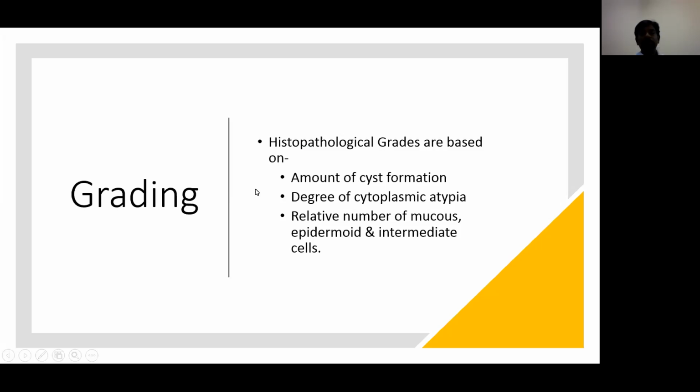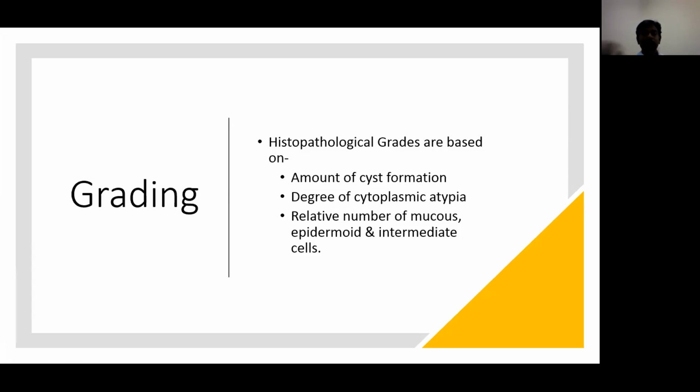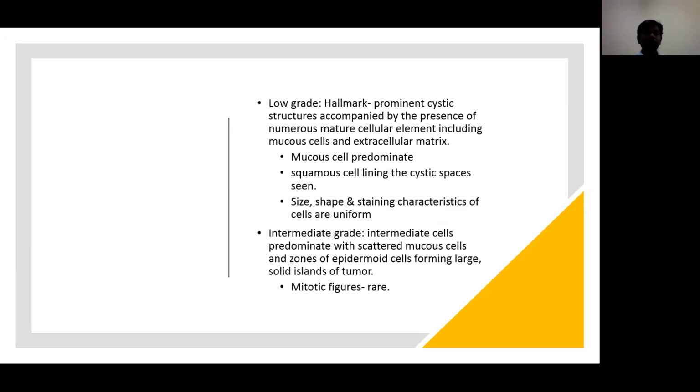Basically, the histological grades are based on the amount of cyst formation, degree of cytological atypia, and the relative number of mucous, epidermoid, and intermediate cells. For example, the more the cystic areas and the more the mucus production, that becomes a lower grade, and the more of squamous differentiation and less of this cyst formation and less of the mucophages, then it becomes the high grade. Okay.